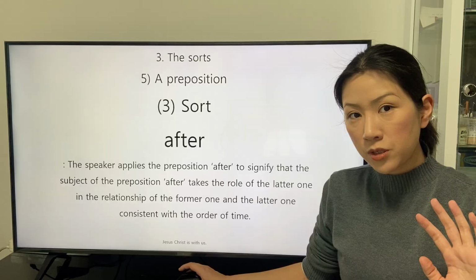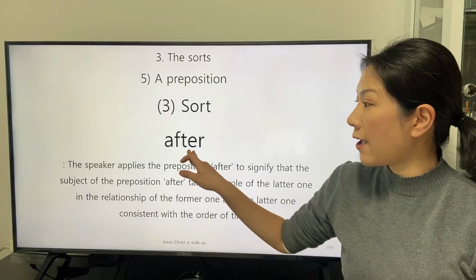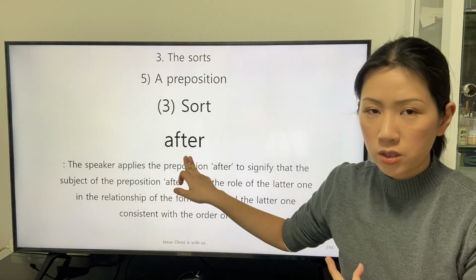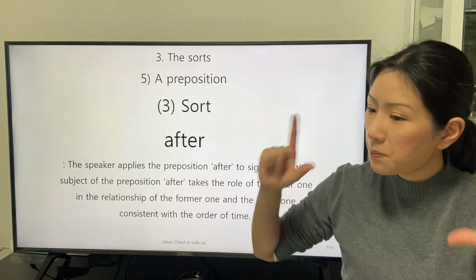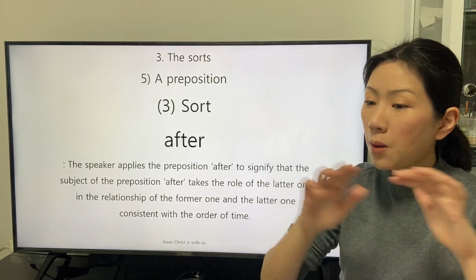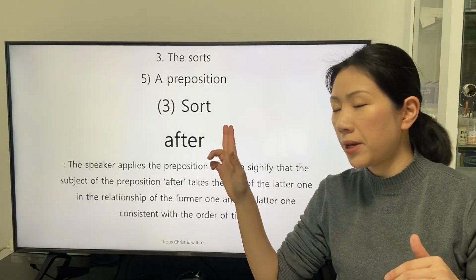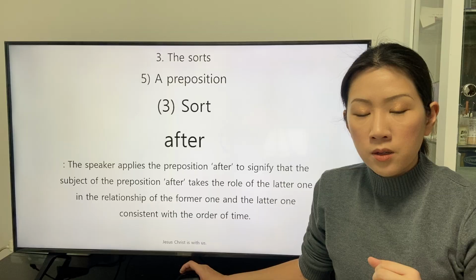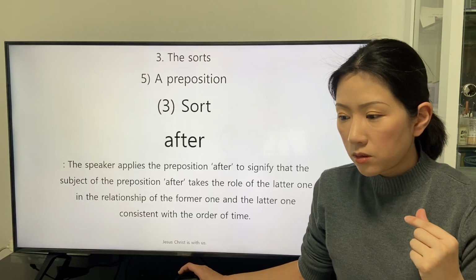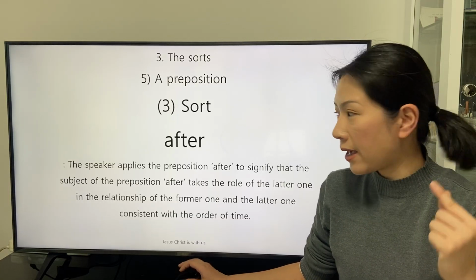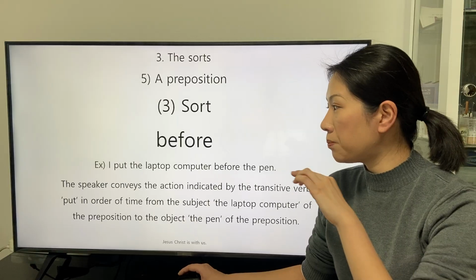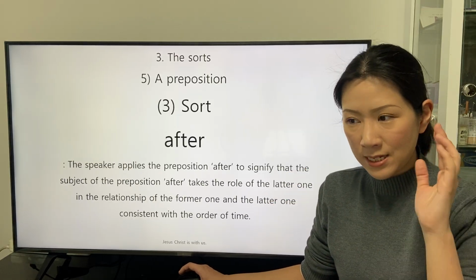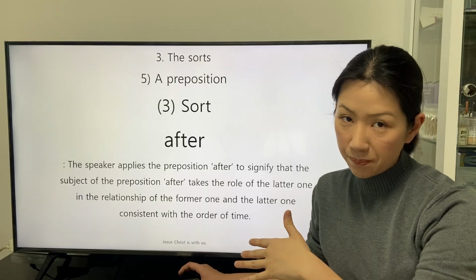The next preposition we will study is the preposition after, that is also applied as a conjunction to link the subordinate clause to the main clause. We can say that the prepositions before and after are able to be applied as conjunctive adverbs.